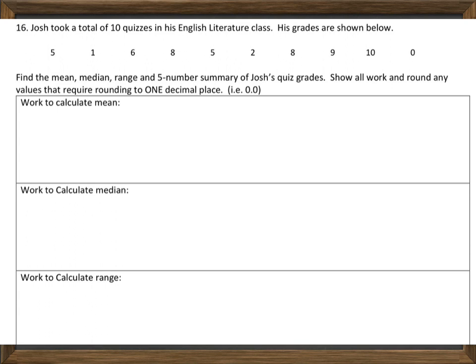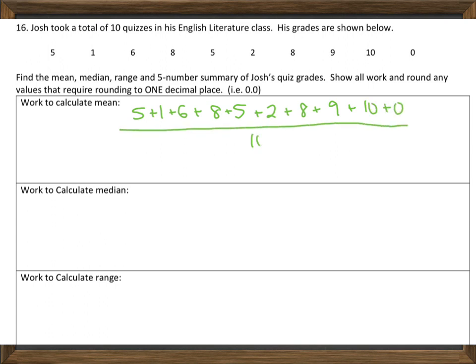So remember, the way we find the mean is that we have to add all 10 digits together. So we have 5 plus 1 plus 6 plus 8 plus 5 plus 2 plus 8 plus 9 plus 10 plus 0. Then, since we have 10 scores, we divide by 10, and that's going to be our mean. So when we add these up, we get 54, and then we divide by 10, so we get 5.4. So the mean of this set of data is 5.4.